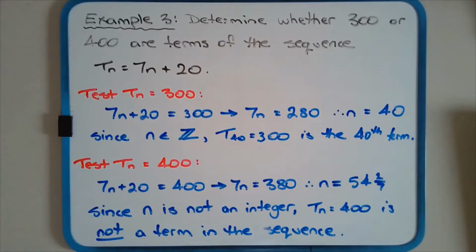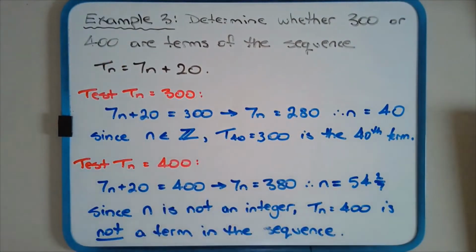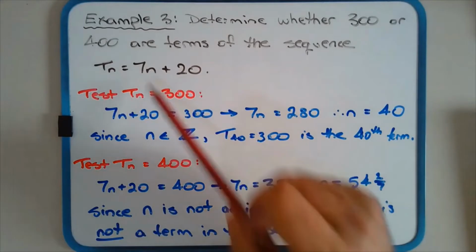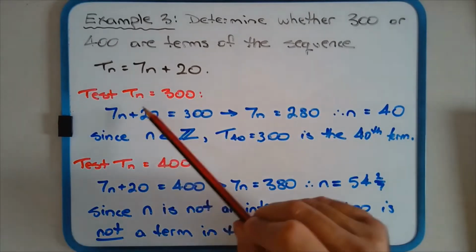Example 3. Determine whether 300 or 400 are terms of the sequence Tn equals 7n plus 20. Now the strategy here is that we substitute 300 and 400 for Tn, and we're going to test each one of those separately. Solve for n, and if we find that n is a positive integer, that refers to the particular term in the sequence. Therefore, that term will be a term in that sequence, and n represents the position in that sequence. But if we get a value of n anything other than an integer, then that term is not in the sequence. So let's test Tn equals 300.